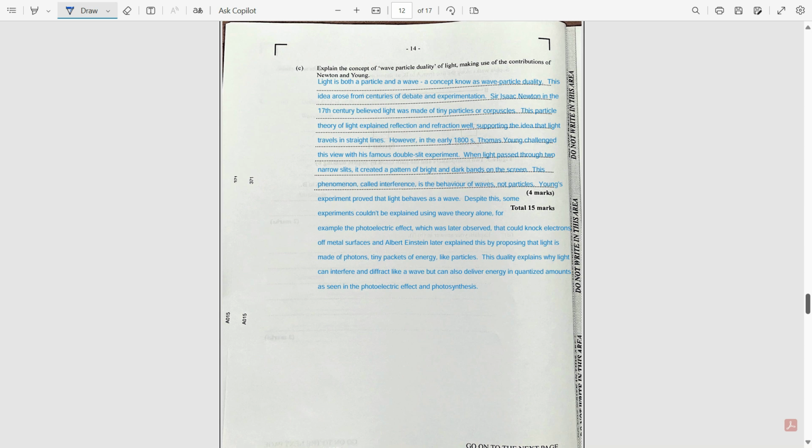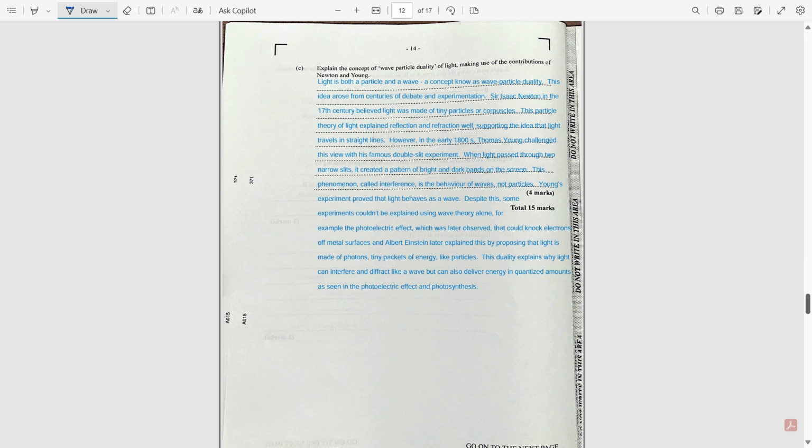Okay. Then it says, explain the concept of wave-particle duality of light, making use of the contributions of Newton and Young. So these two people were rivals in this. So light is both a particle and a wave, a concept known as wave-particle duality. This idea arose from centuries of debate and experimentation.